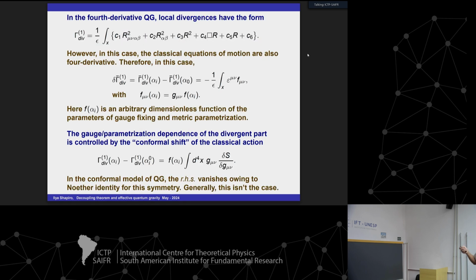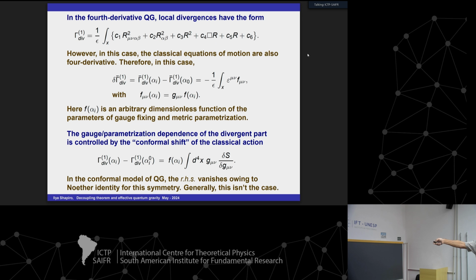So, let's go to four derivative theory. In this case, the situation changes a lot. Why? Because you still have the same set of divergences with four derivatives, but in this case, the equations of motion are also four derivative. 4 minus 4 is 0. So in this case, f mu of alpha is a numerical function. What is the numerical function you may have, compatible with covariance? Only this. It can be metric multiplied by some numerical function of these parameters.